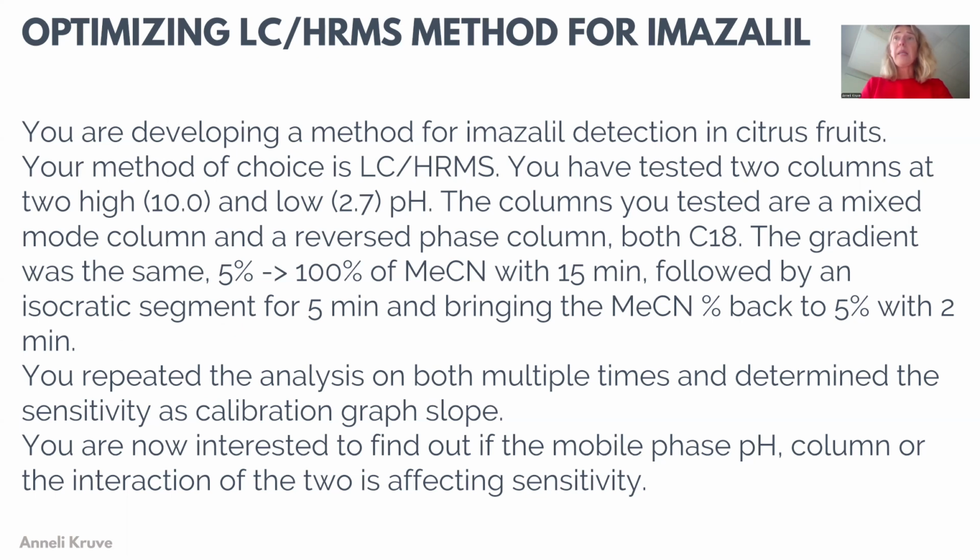And the gradient is a rather generic one from 5% to 100% of acetonitrile, with 15 minutes of isocratic elution to elute the late eluting compounds in the end. And lastly, the percentage is brought down to the starting acetonitrile content and the column is stabilized.